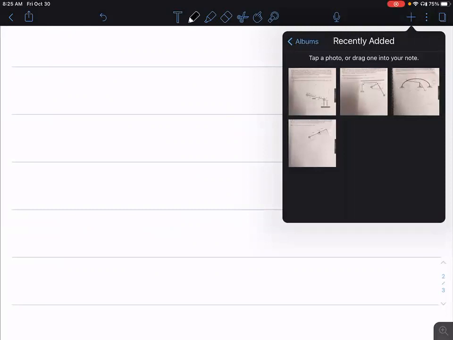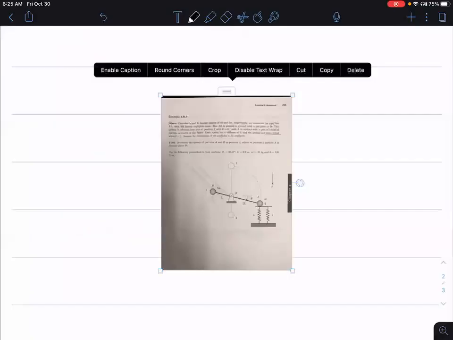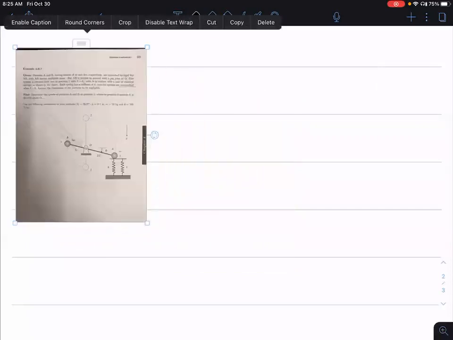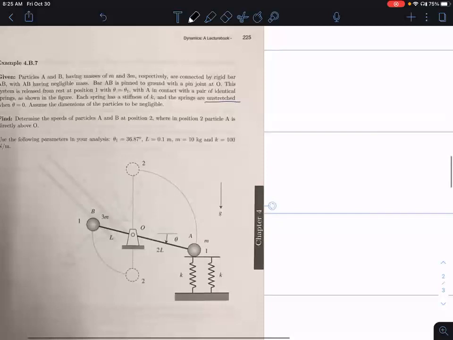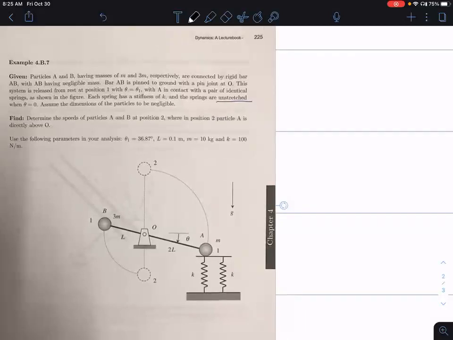The next example, this one. It's on your textbook, page 225. Yeah, it looks like, wow, what is going on? But if you read the problem, you realize it's pretty similar to the last example.